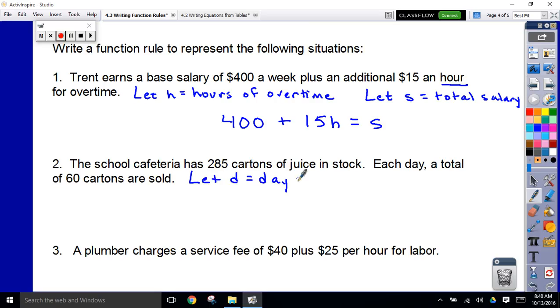And then what is that expression that she just shared with us? She said we could take 285 and we could subtract 60 times the number of days. What's that going to tell us in the end? Go ahead. Yeah, total juice cartons left. Very good. So let's still use C, like Athena has suggested, but C will represent the number of cartons that are left.